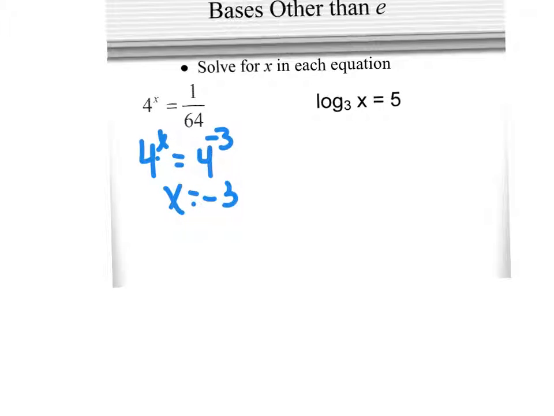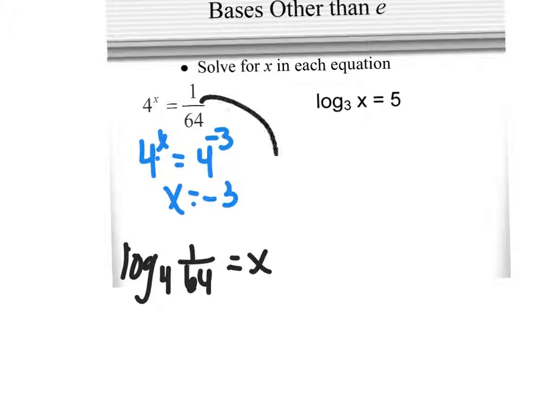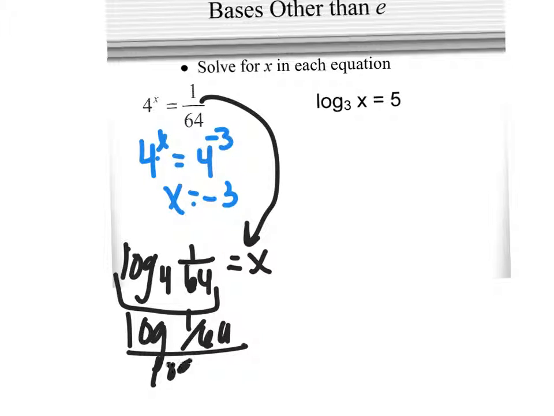You'll get the same thing if you put that in log form. You don't have to do both ways, but I find the first way easier. Put it in log form: log base 4 of 1 over 64 equals x. That is putting it in log form from here to here. Then you could just put this in your calculator. You could do log of 1 over 64 divided by log of 4, and that's the change of base formula. Or a lot of you have the log change of base formula in your calculators.